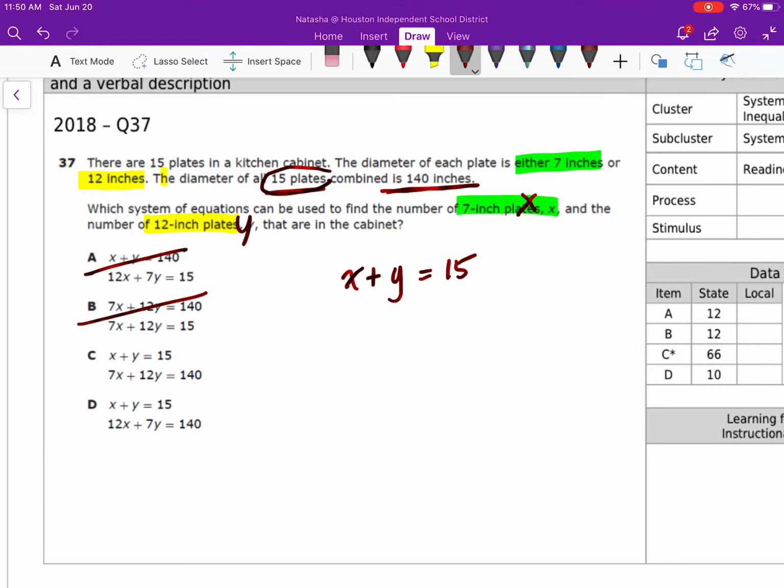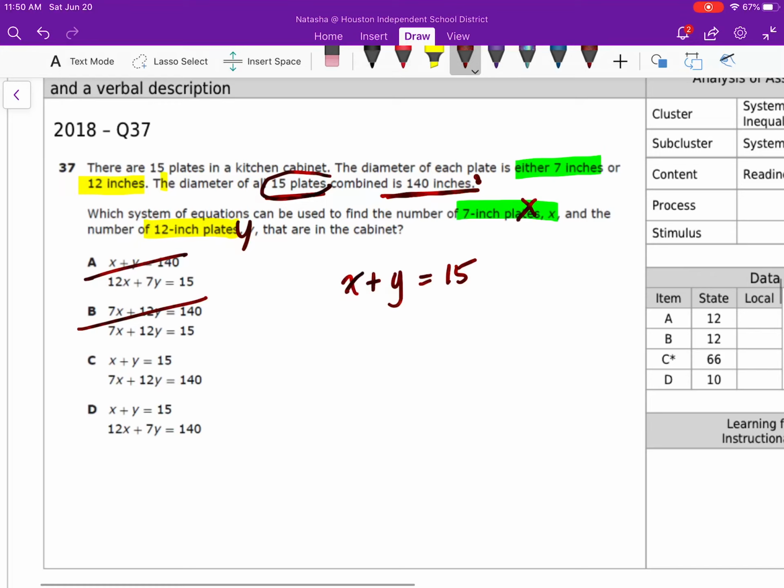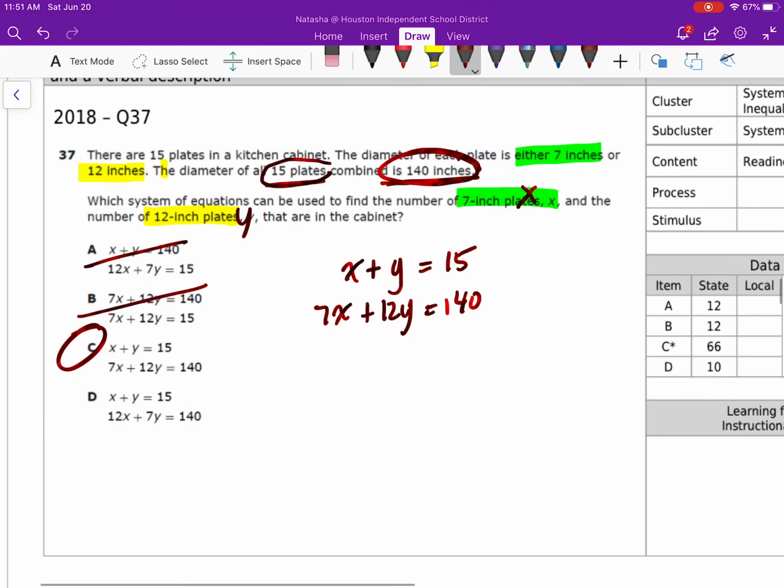Our second equation, now we need to talk about the number of diameter combined. When you're writing a system like this, you want one of them to work out the count and one of them to work out whatever the value is that we're looking at. And in this case, the value that we're looking at is diameter. So this total here is going to be 140. And we said 7 inches, so that's going to be 7x, plus the 12-inch, so that's going to be 12y, which is our answer choice C.